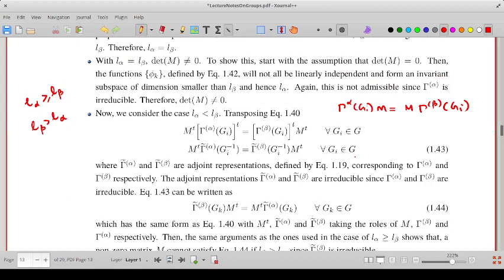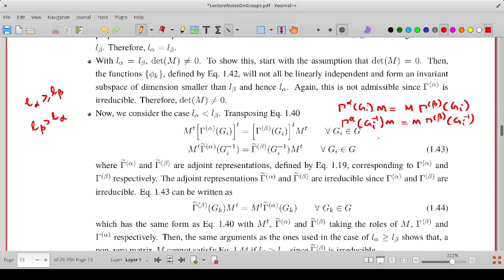And then we take, so this is true for any Gi, and therefore this is true for Gi inverse also. So we may consider the following equation. So gamma alpha of Gi inverse times M is equal to M times gamma beta of Gi inverse.